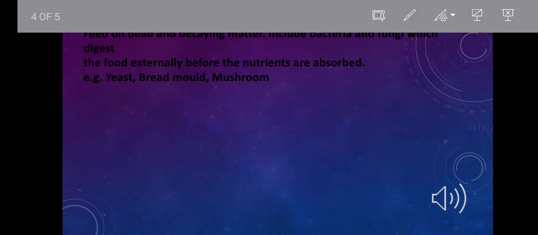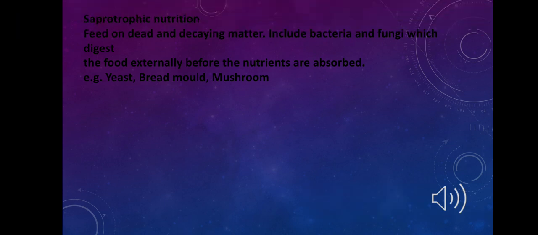Now it's saprotrophic nutrition. These are organisms which feed on dead and decaying matter. It includes various kinds of bacteria and fungi, which digest the food externally before the nutrients are absorbed. Examples are given here: yeast, bread molds, mushrooms. These are all in the saprotrophic mode of nutrition.